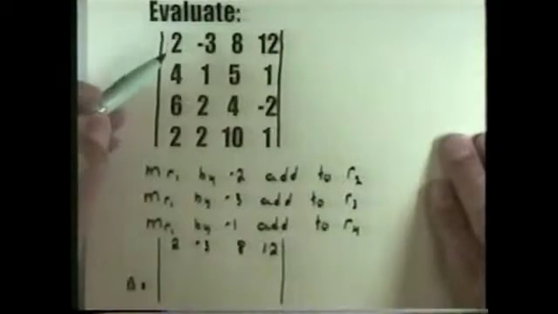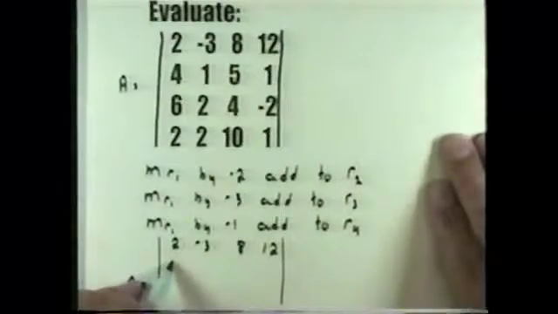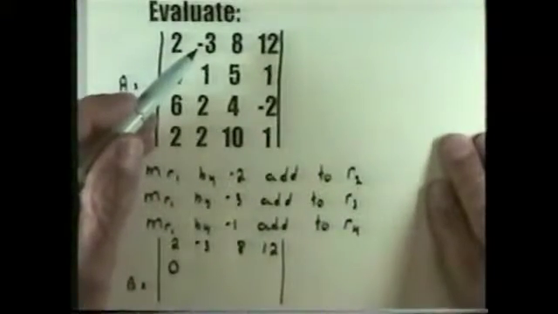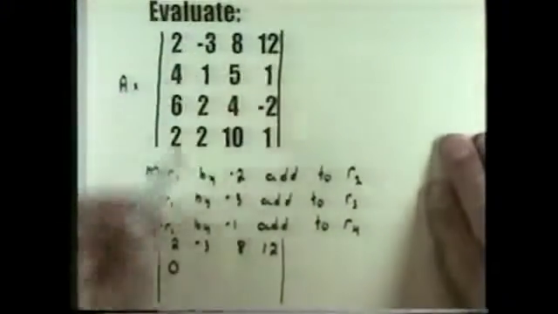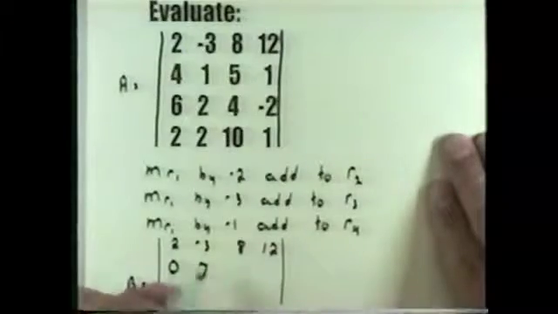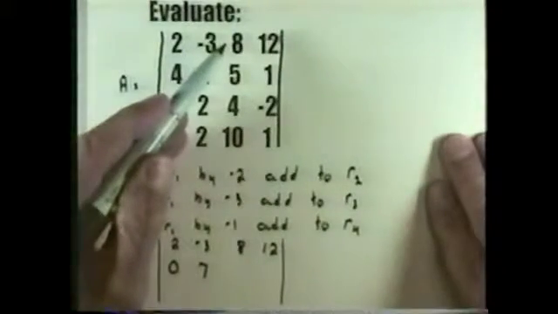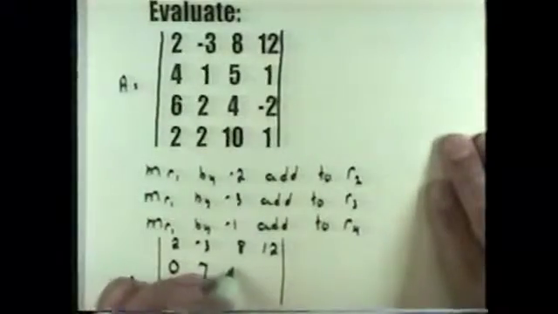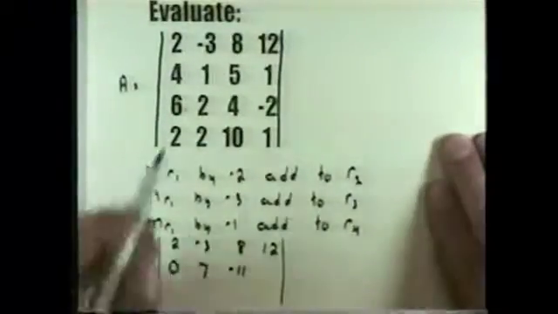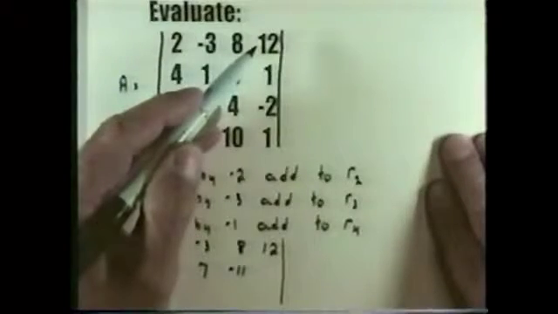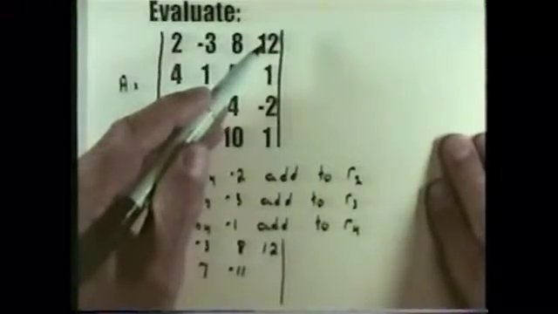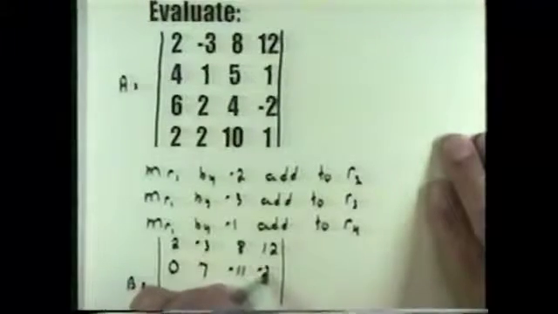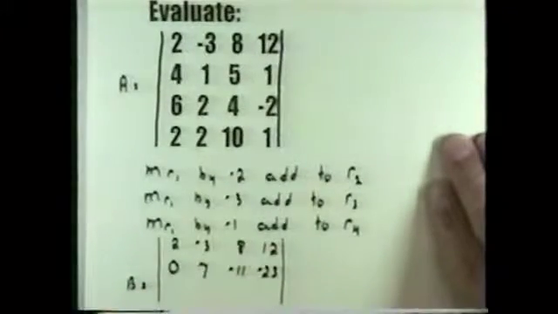-2 times 2 is -4, plus 4 is 0. -2 times -3 is +6. 6 plus 1 is 7. -2 times 8 is -16. -16 plus 5 is -11. -12 times 2 is -24. -24 plus 1 is -23.